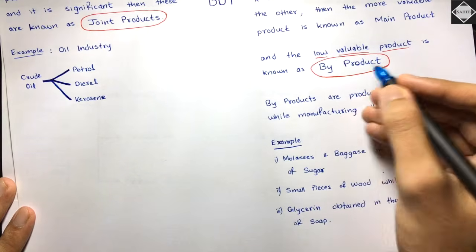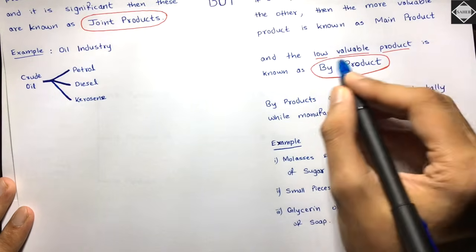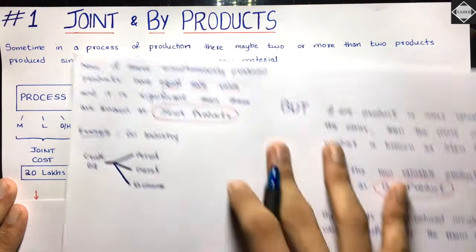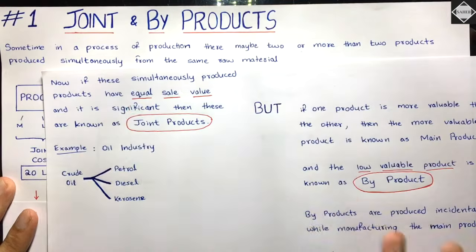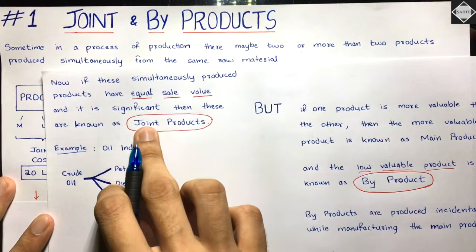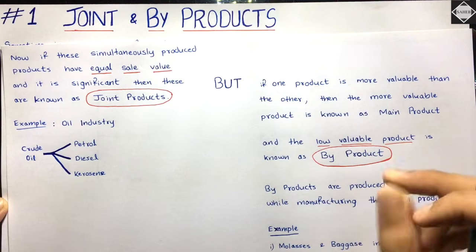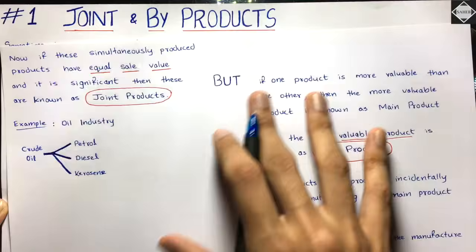Why? Because they are low valuable products. They do not have much commercial value. Is that clear? Did you understand what joint products and byproducts are? Really simple and straightforward, right? Easy. If they have almost equal sales value, then those will be joint products. But if a product has low value, then that would be a byproduct. Is that clear? Yes. Now a couple of other examples.